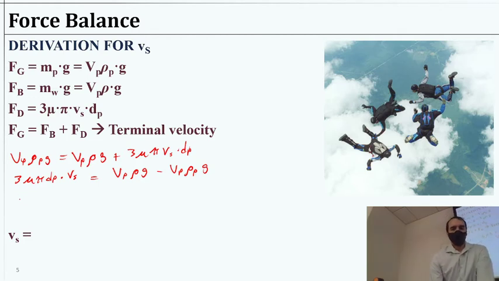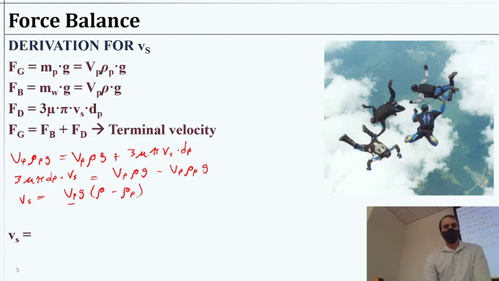We can simplify and solve for Vs here. Vs is going to be equal to, we'll take the volume of the particle and the acceleration due to gravity and factor those out, so this is going to be rho, the density of the water, minus the density of the particle. All that divided by 3 times mu times pi times dp.